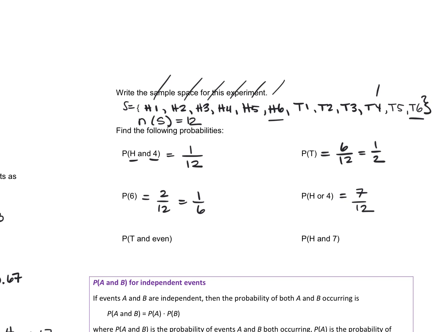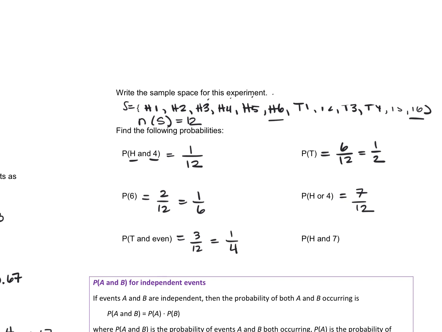Now, the probability of a tail and even. So a tail and even. So we need to look at just the tail possibilities. And we have 3 there. So it's going to be 3 out of 12, or we can reduce that to 1/4.